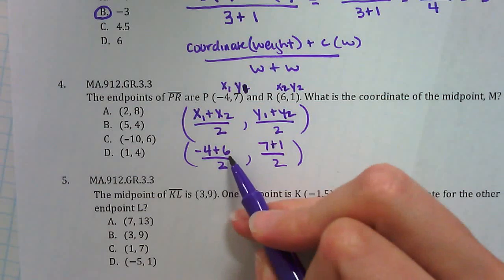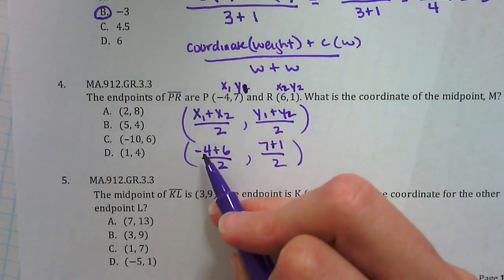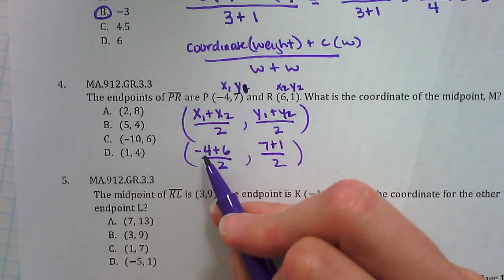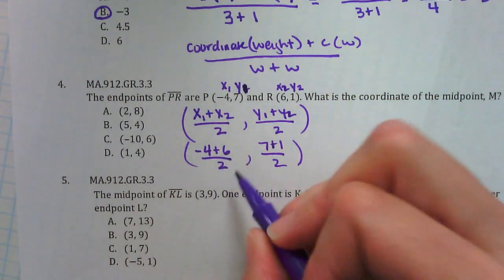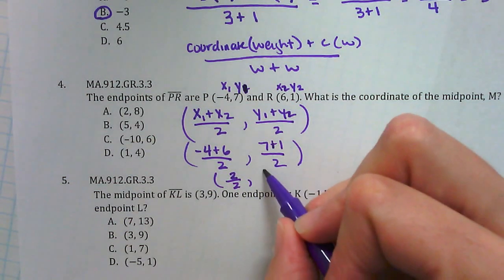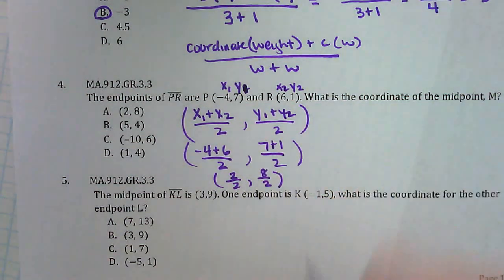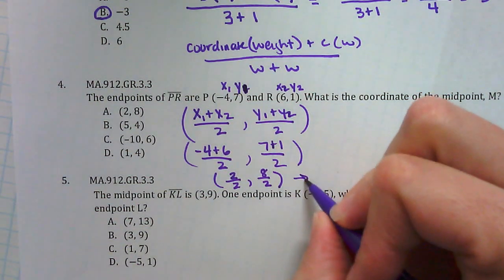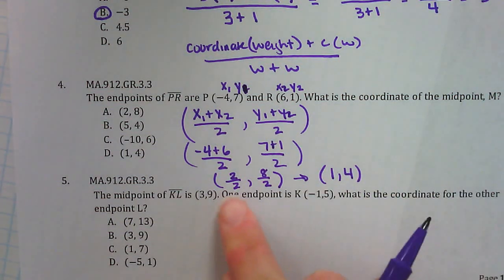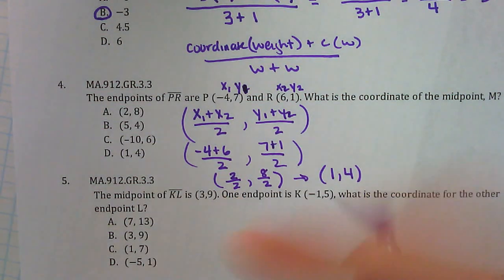You simplify the top first, and again, if you're not strong with your positives and negatives, you type this into your calculator. -4 plus 6 gives me a positive 2. 7 plus 1 gives me a positive 8. And then the last thing I have to do is divide by 2. So that's going to give me a 1 and a 4, which is D.